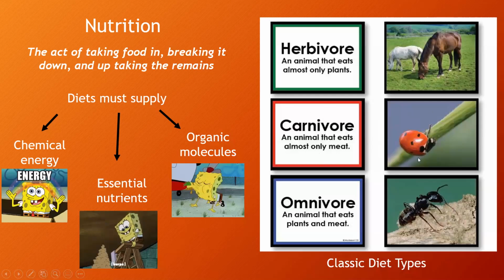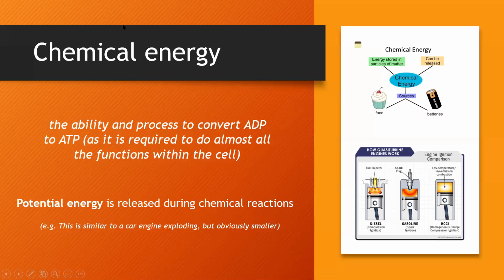If you didn't know this, you can look it up. Ladybugs are actually very vicious predators. Ladybugs are carnivorous. They eat other insects. And so they may look cute, but they're actually vicious animals. And then obviously you have omnivores, which are like us, organisms that can eat both plants and meat. And so we're going to look at how these different diets supply different things.